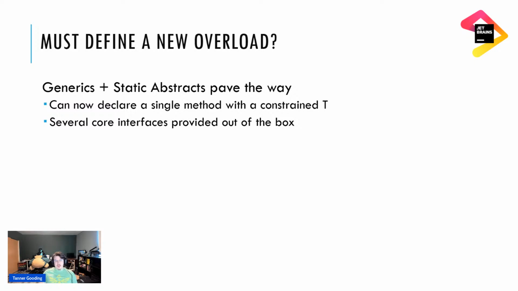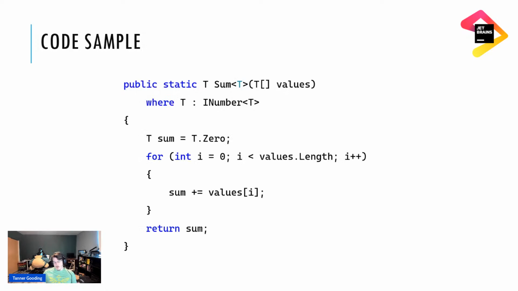Getting back to the topic of where we were, we had to define new overloads. But in .NET 7, that's no longer true because generics and static abstracts are paving the way. We can now declare a single method constrained with a constrained T, and we provide many interfaces out of the box to make this simpler for you. As Fred covered, one of these core interfaces is INumber<T>.